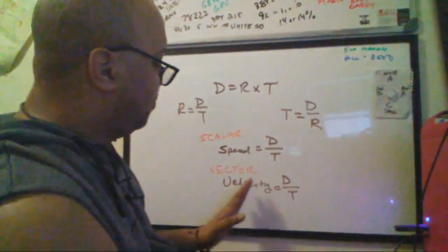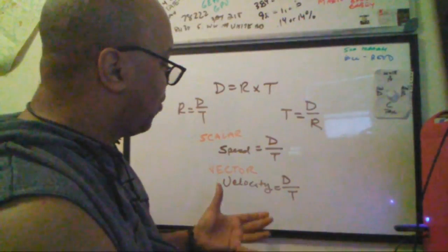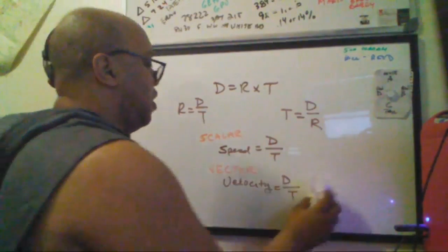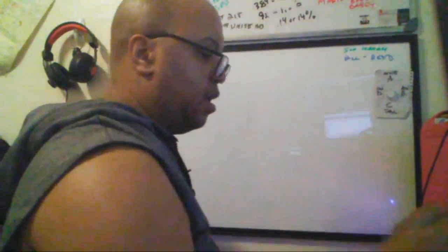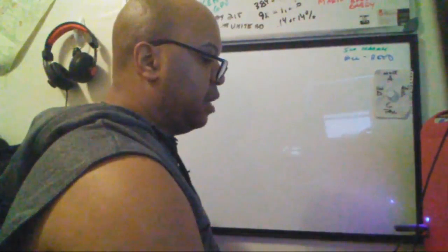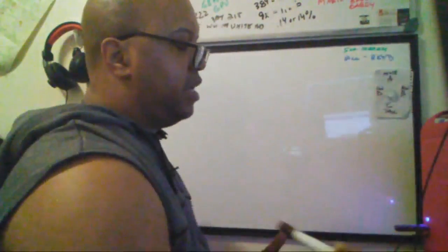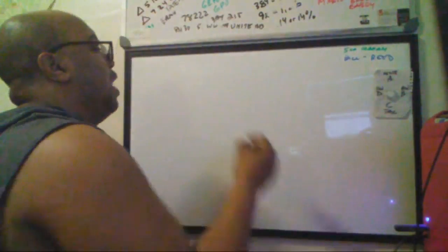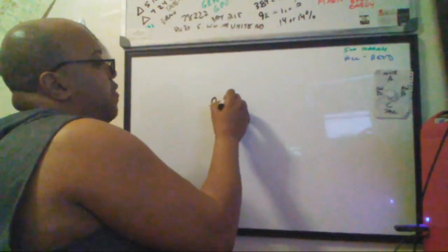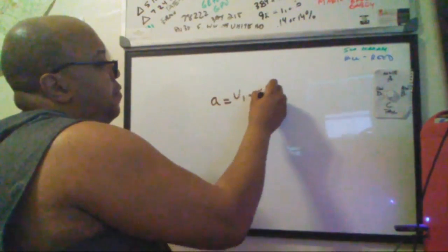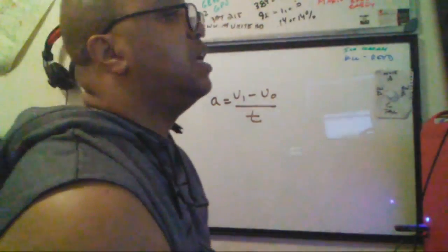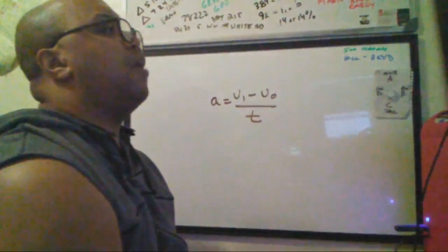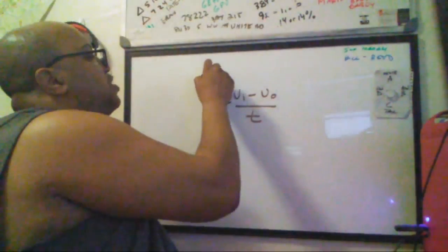So velocity has direction. Speed does not. But we use the same formula to calculate them. Now, don't get all wigged out by the formulas, because I work with you enough. The first formula that we're going to use is acceleration.